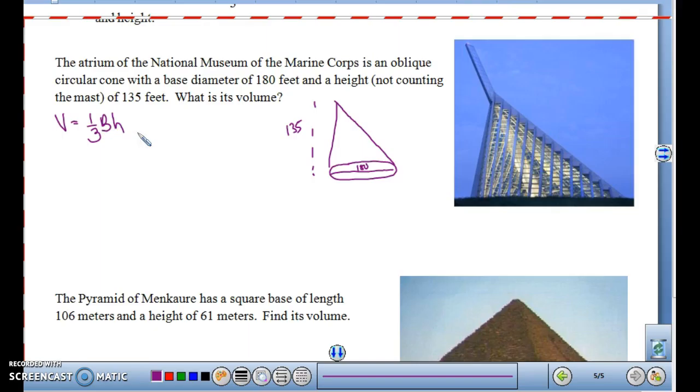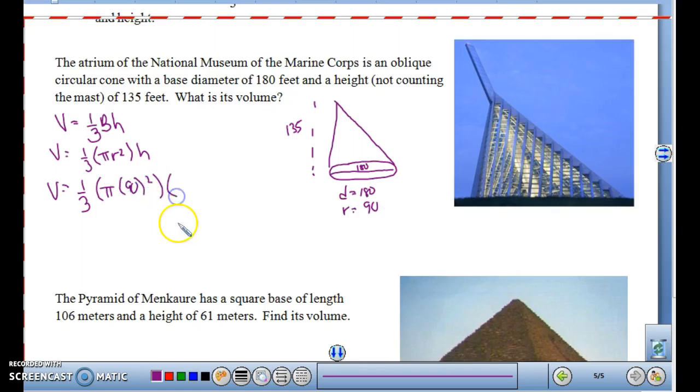All right, now what kind of base is this? This is a circle. So this is actually going to be 1/3 times pi r squared times the height. Okay, so plug in your values. 1/3 pi r, in this case, since the diameter is 180, that means the radius is going to be 90. So pi times 90 squared, and then times the height, which is 135. Okay, so you can put this in your calculator.